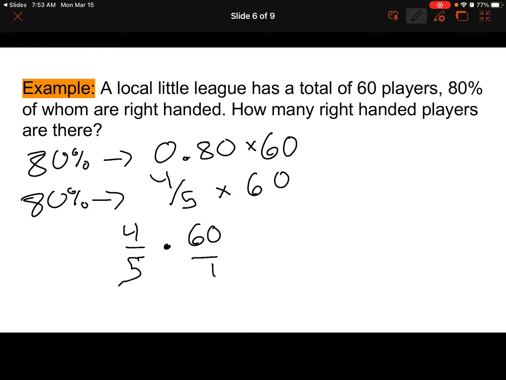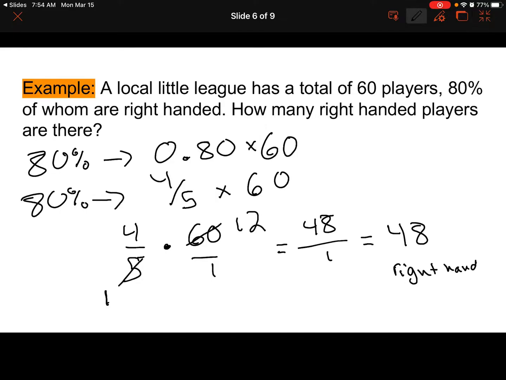Well, let's do some cross-canceling here. Our 5 and our 60 have a common factor of 5. So 5 divided by 5 is 1, and 60 divided by 5 is 12. All right, now we can multiply these fractions together here. 4 times 12 is 48, and 1 times 1 is obviously 1. So this will just be 48. So if 80% of 60 players are right-handed, then that means there are 48 right-handed players.